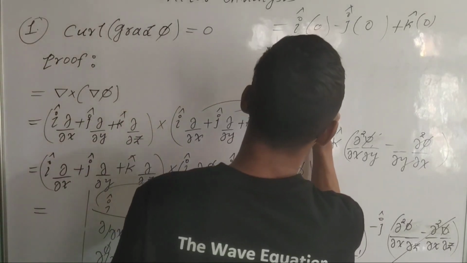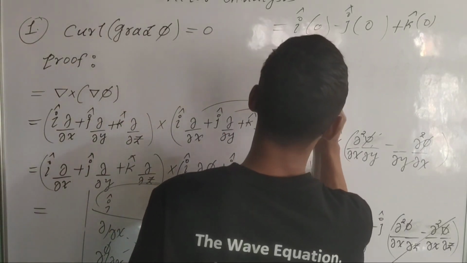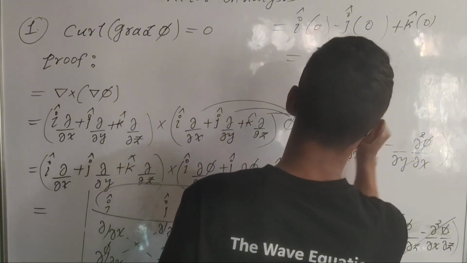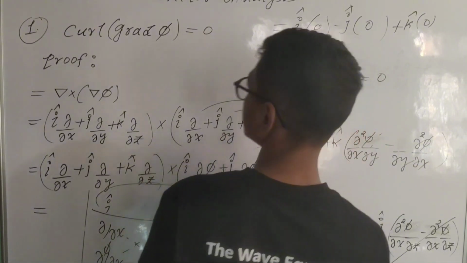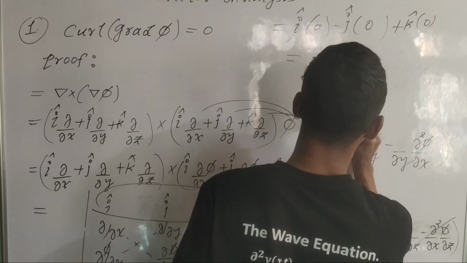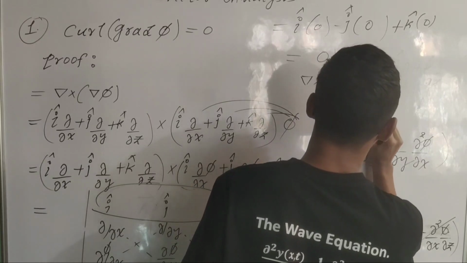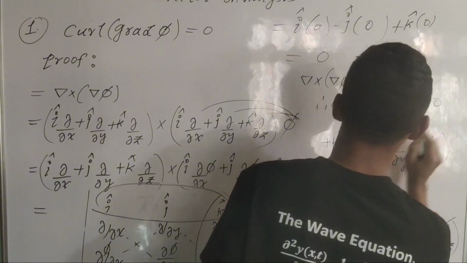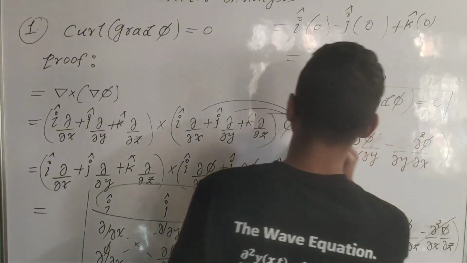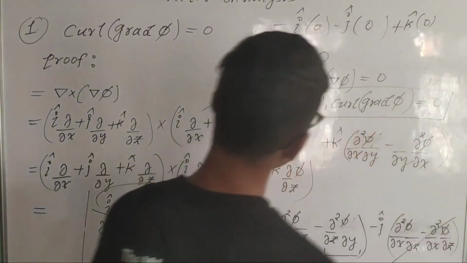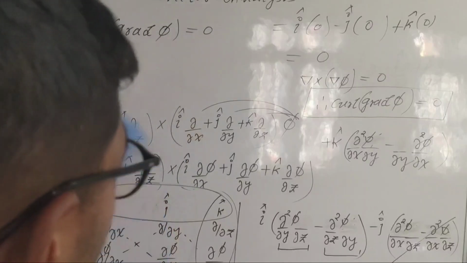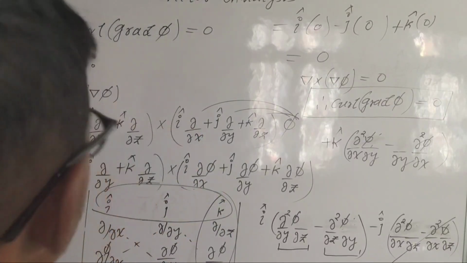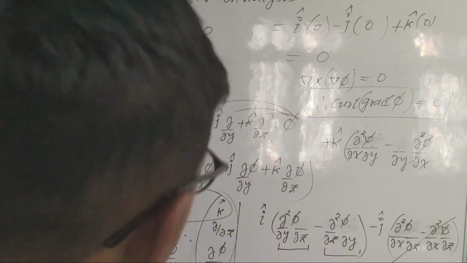So the value of curl times the gradient of phi is equal to 0. Therefore, the curl of the gradient of phi is equal to 0, and this is asked for 4 marks. So after doing all these things, we will get our 4 marks for sure. Okay, thank you.